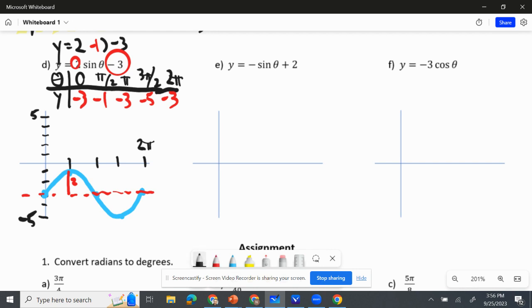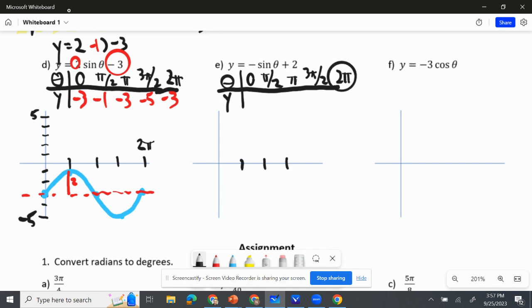Now for the next one, we're going to do the same thing. We're going to fill out our chart. 0, pi halves, pi, 3 pi over 2, and 2 pi. The one that we care about the most is how it ends. So that way when we have our graph, we're going to make sure that we end it at 2 pi.